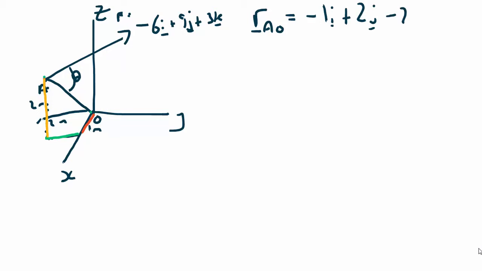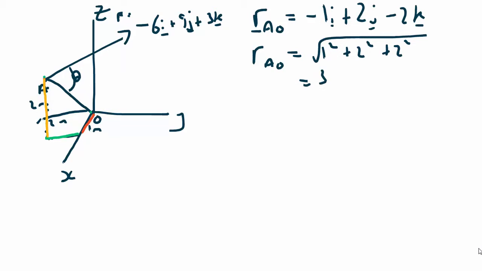So -2k. And then you're going to work out how far it is from A to O. So from A to O, it's going to be 1 squared plus 2 squared plus 2 squared, all square rooted, which is 3 meters.